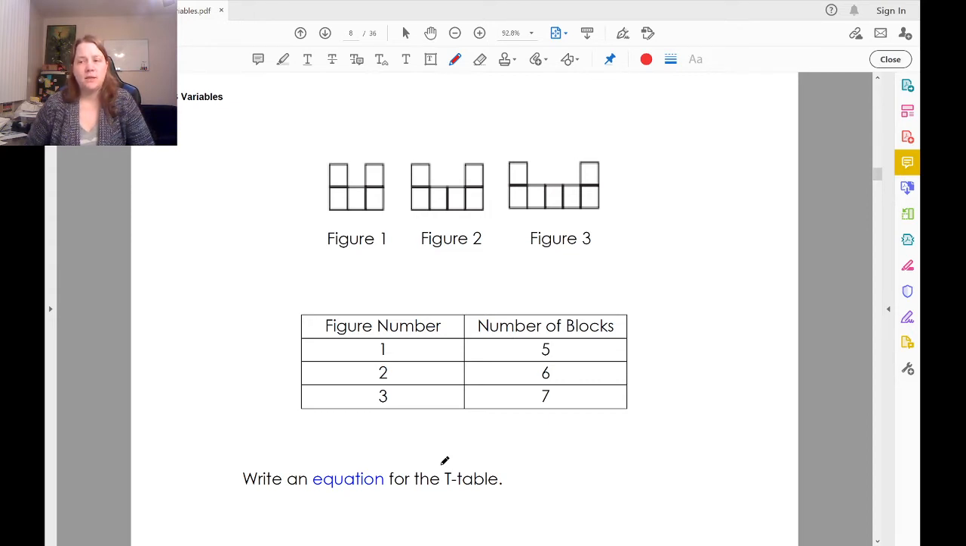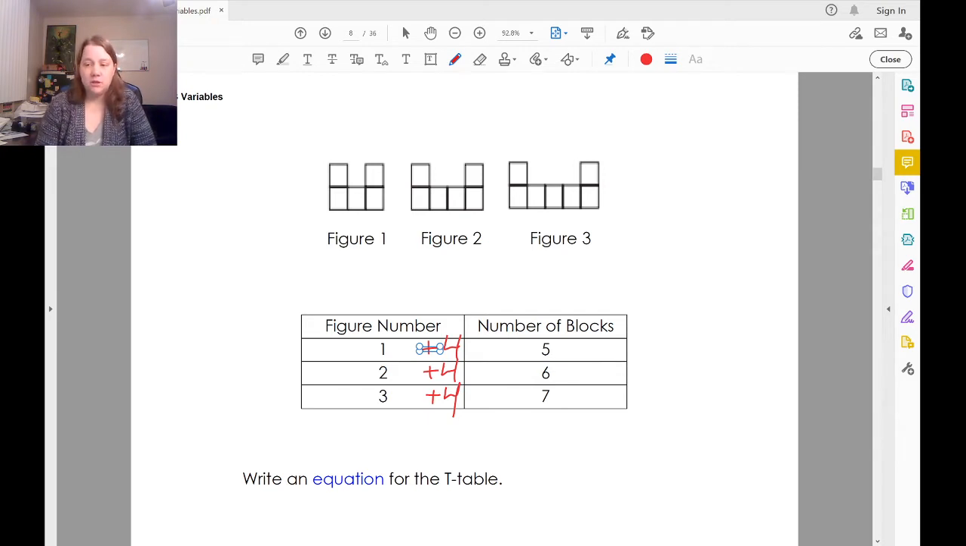What's going on here? Well, I know that figure 1 has 5 blocks, figure 2 has 6 blocks, figure 3 has 7 blocks. So I notice that for every figure, it has 4 more blocks than the figure number. 1 plus 4, 2 plus 4, 3 plus 4.